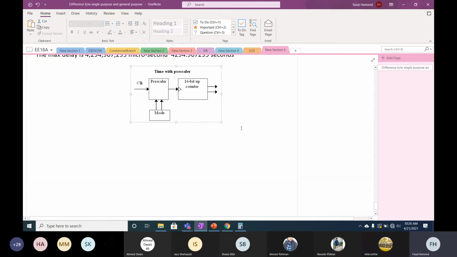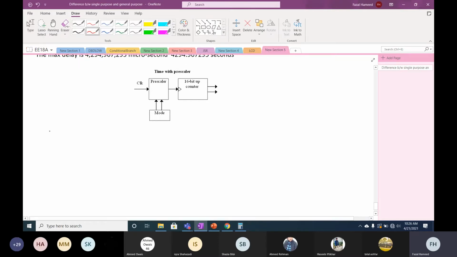That is also better. Actually, in a prescaler, it's a very good concept. That if you see a clock, so let's assume we have a clock. I will explain this with an example. See the clock. So now this is a clock.